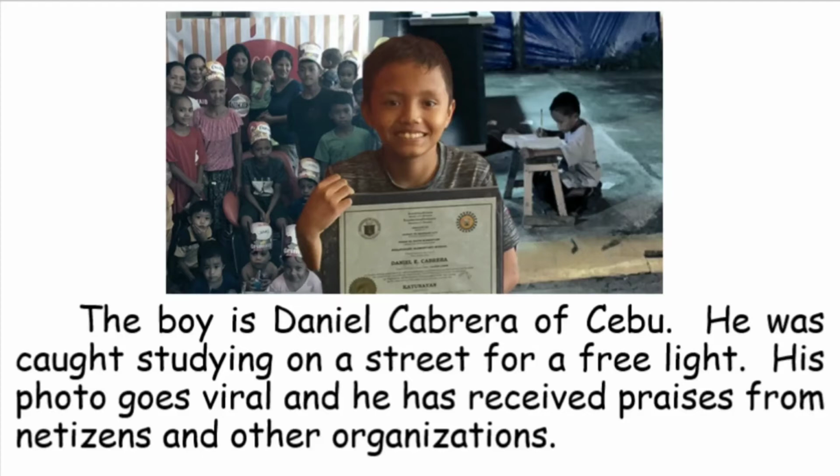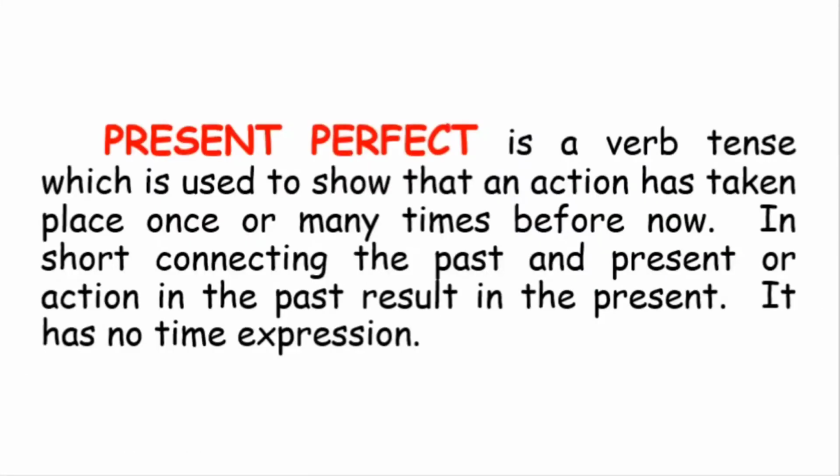have quality living. Present perfect is a verb tense that is used to show that an action has taken place once or many times before now. In short, connecting the past and present or action in the past result in the present. It has no time expression.